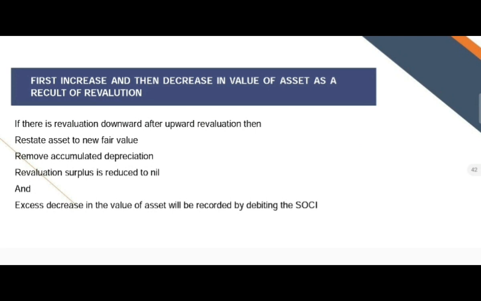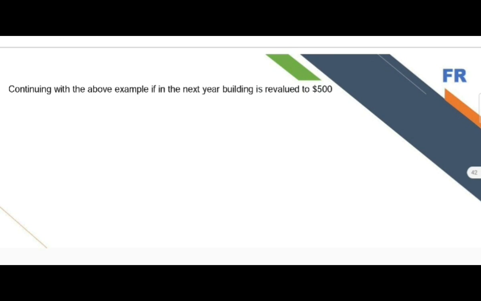Now we need to consider that if an asset has been revalued and as a result of revaluation its value has increased in the first year, but subsequently the value of the asset has decreased as a result of revaluation, how should it be recorded? So continuing with the above example, in the next year the building is revalued as 500. So first we need to restate the value of the asset to its fair value from 1200 of previous revalued amount to 500 of current revalued amount. So the value of the asset has decreased, so the building would be credited by 700, as the asset's value has decreased from 1200 previous revalued amount to 500 new revalued amount.